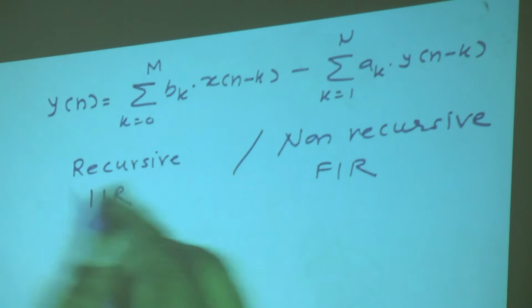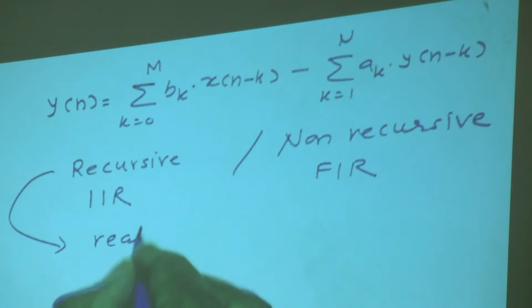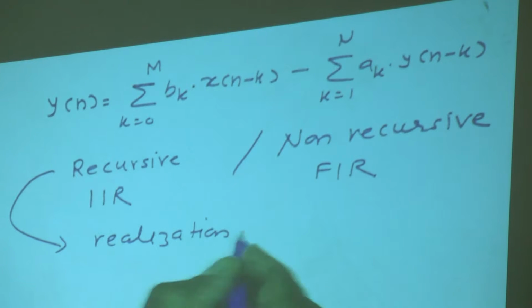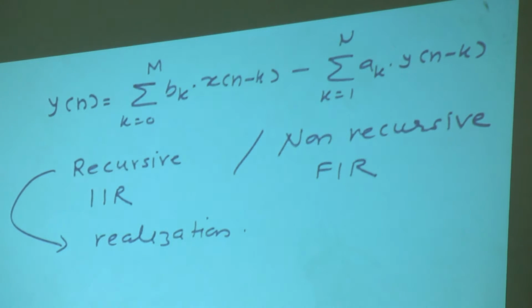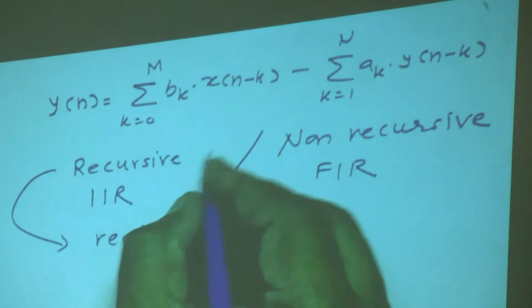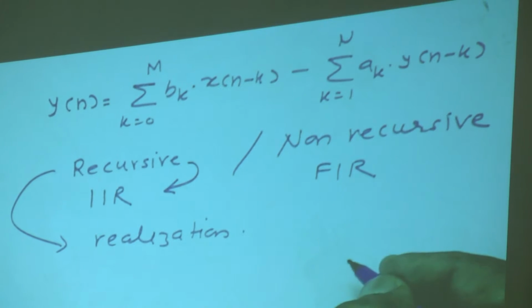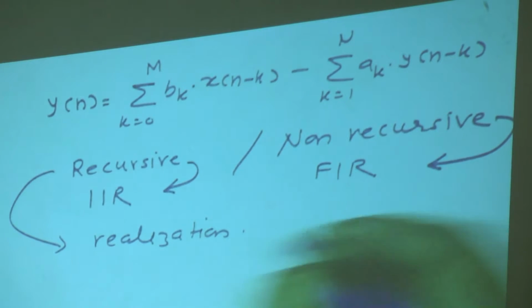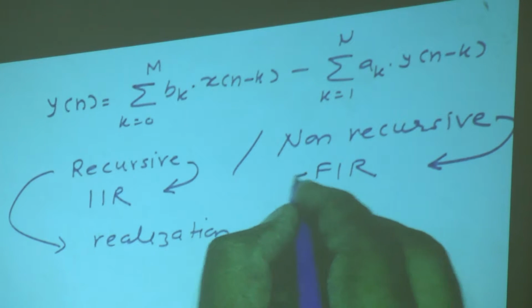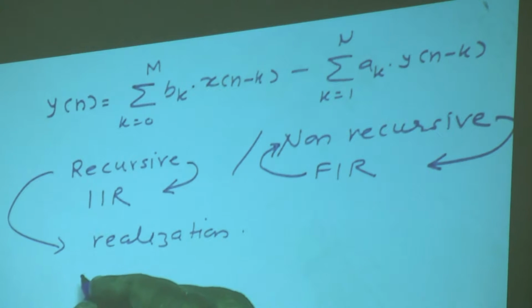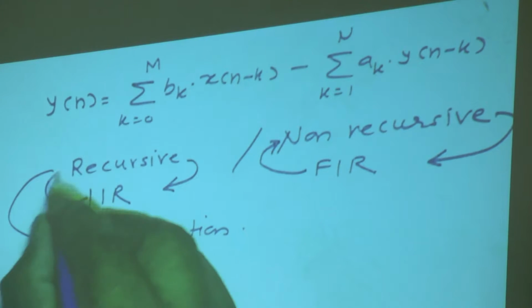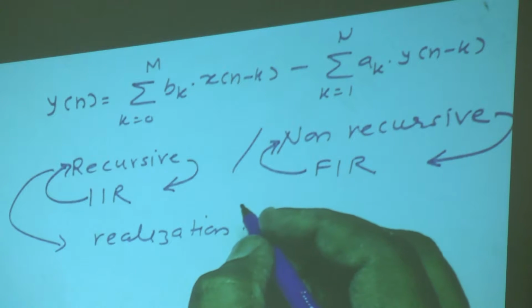This recursive and non-recursive is a realization. I can realize a system to be recursive or non-recursive. All right. Recursive systems are IIR systems. Non-recursive systems are FIR. FIR systems could be realized in a non-recursive way. IIR systems are always recursive.